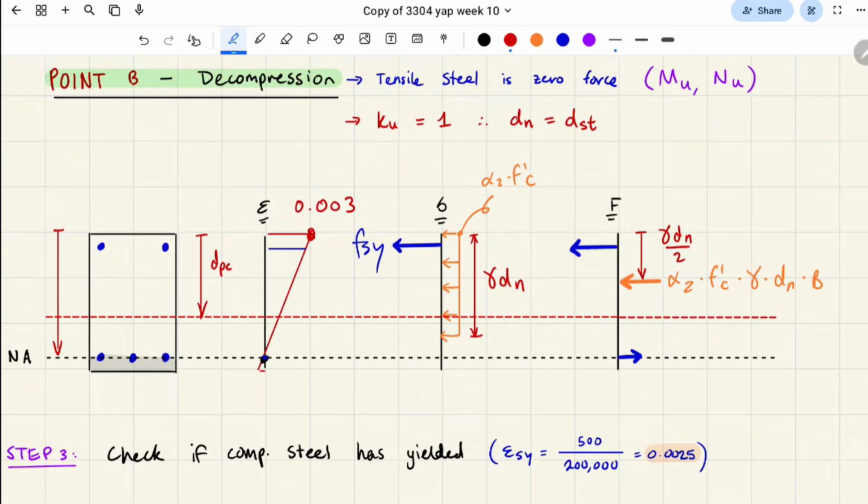For our compressive bars, how would we express their force? Isn't it just FSY times ASC? Yes. Okay, now what about the tensile bars? FSY times AST?